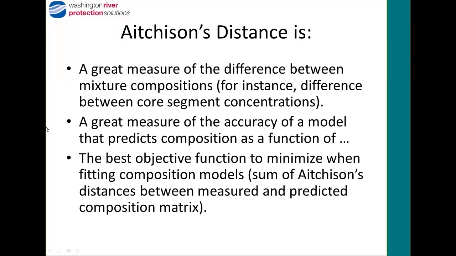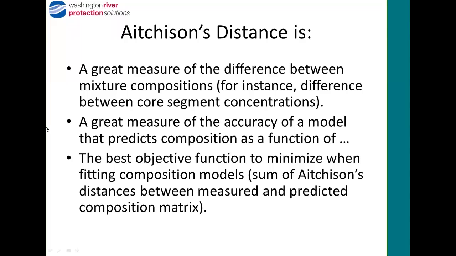It's also a great measure of the accuracy of a model. If you're going to have a model that predicts a composition as a function of anything, we use this Aitchison distance to judge how accurately that model is predicting that composition. If you have a two-component mixture, it's easy to use standard Euclidean geometry to understand how well I am predicting that. When you have a 30-component mixture, and you're predicting the concentration of all 30 of those components, it's harder to judge the accuracy of that model.